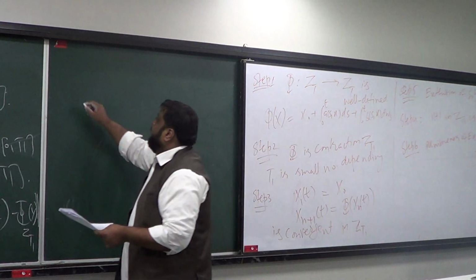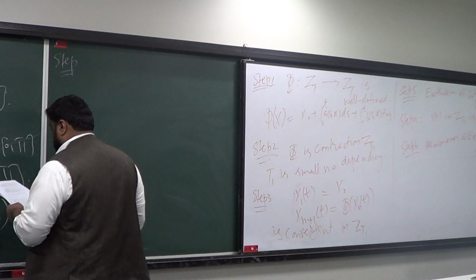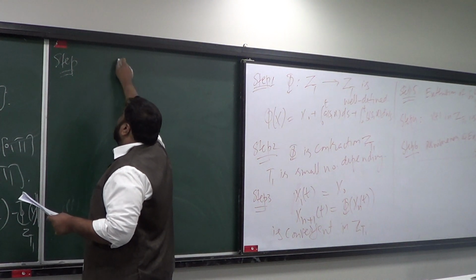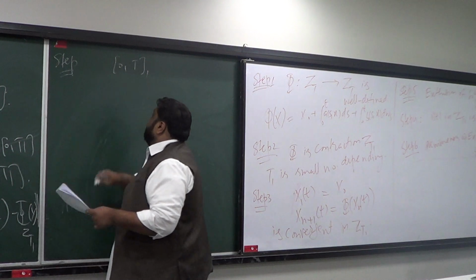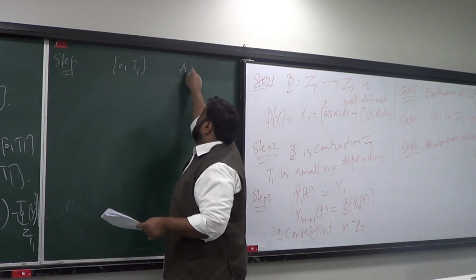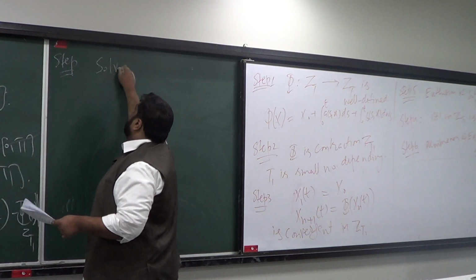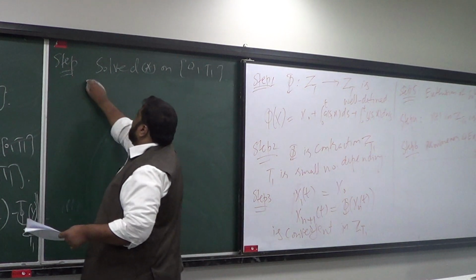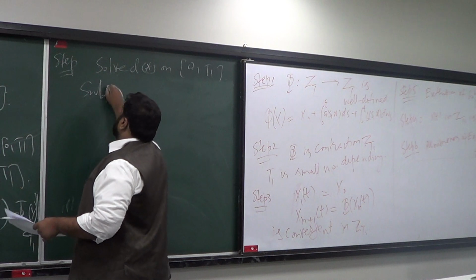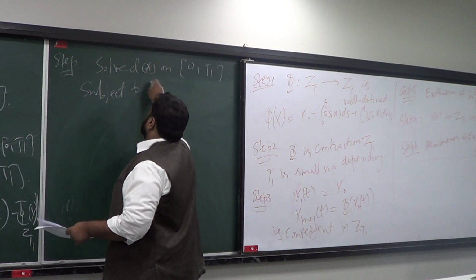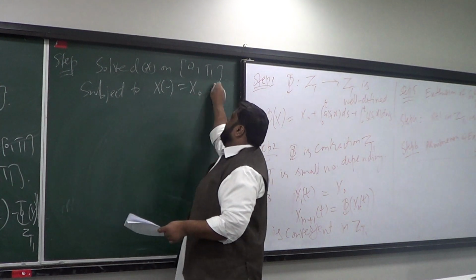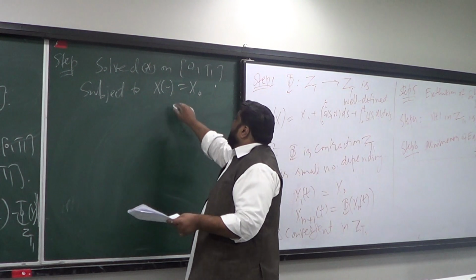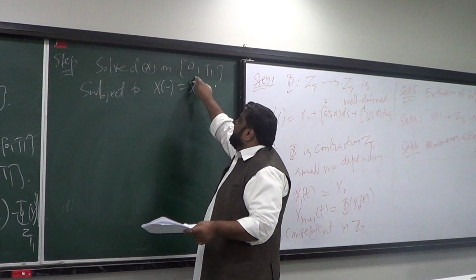So what is step 5? Step 5 is to extend the solution. So what we have done is solved our SDE star on 0 to t1, subject to the condition x of 0 being x naught. And this solution x is valid on this entire interval.